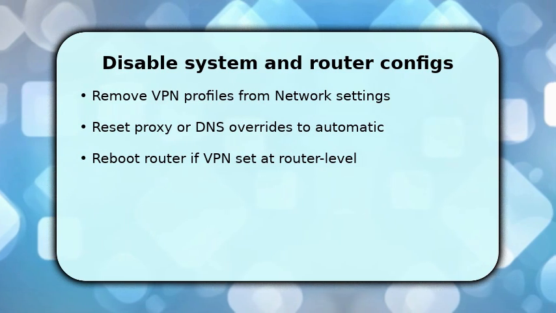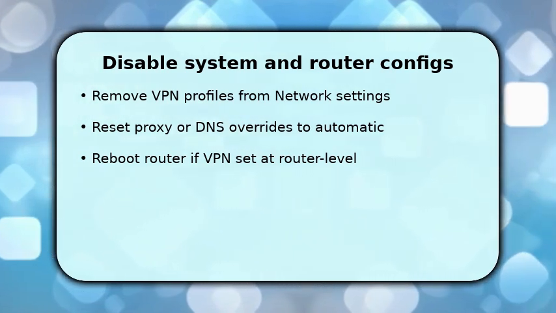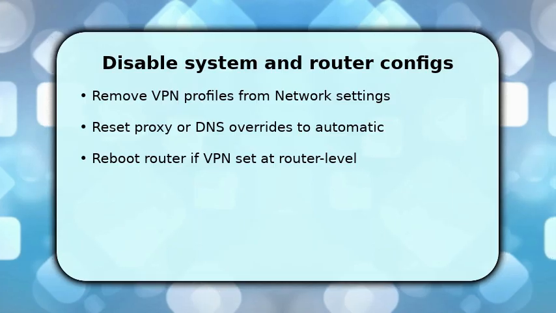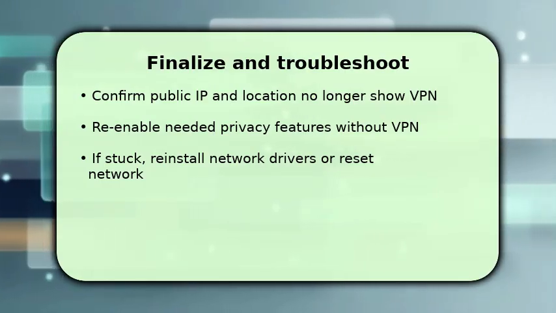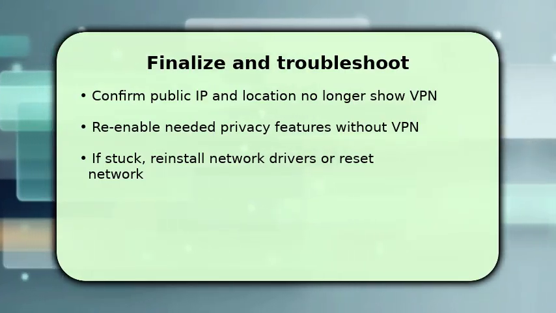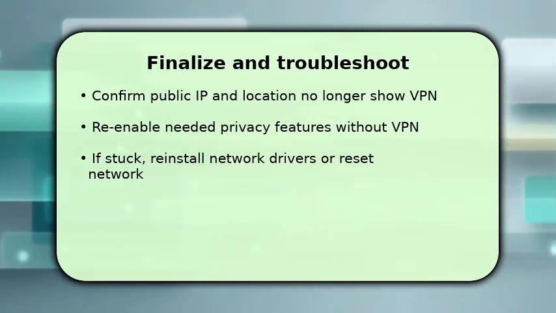Finish by verifying your public IP and geolocation no longer reflect the VPN. Use a quick IP check to confirm. Re-enable firewall and any privacy or split tunnel rules you need, and update saved networks with correct credentials. If connections fail, flush DNS and renew the IP. On Windows, use ipconfig /flushdns and /renew. On macOS, use discontinue and renew DHCP. If problems persist, reinstall the network driver.